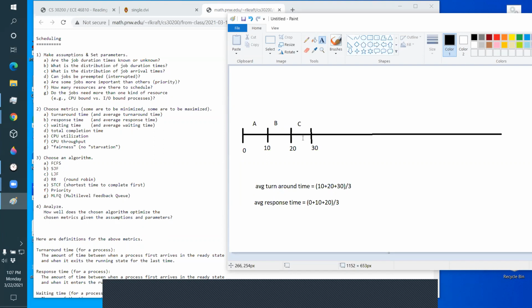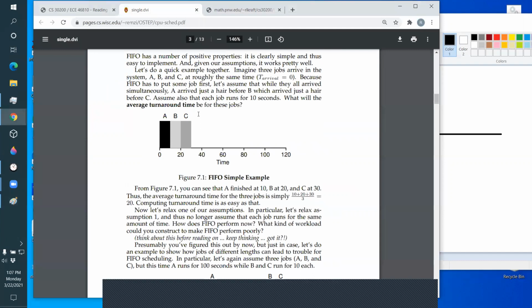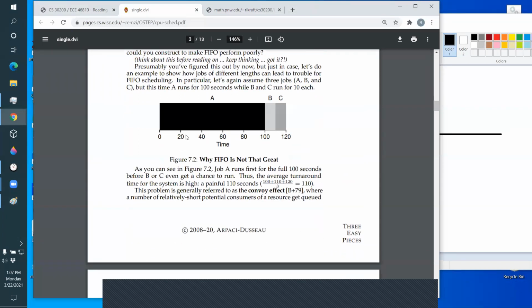Okay. So it's first come, first serve with no preemption, and 1 CPU. And then we can compute the average turnaround time and average response time. Now that's this example here. It's just a warm-up example to get a sense of what's going on. Now let's make it a little bit more interesting.